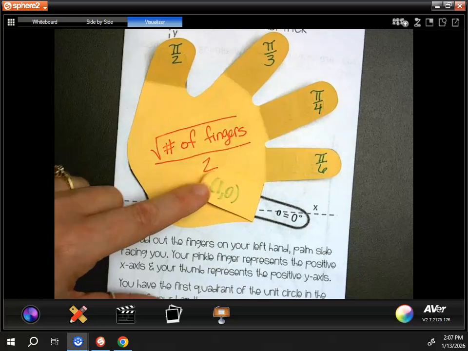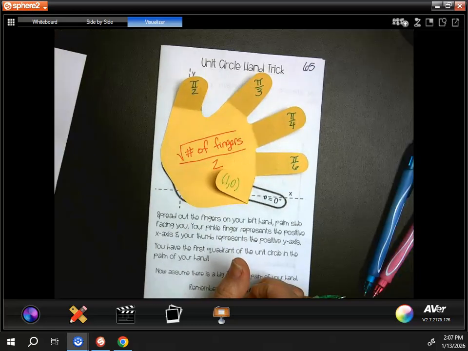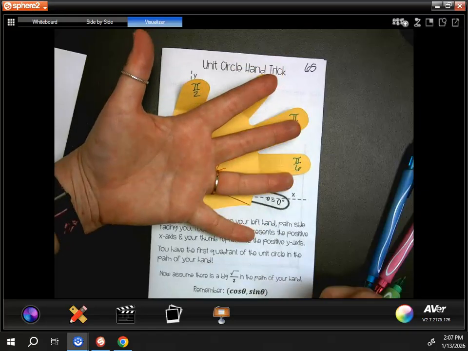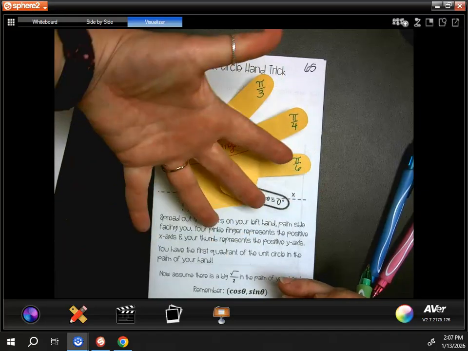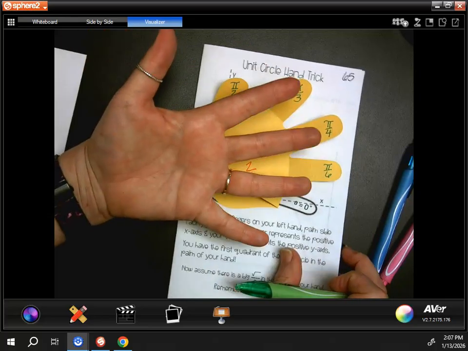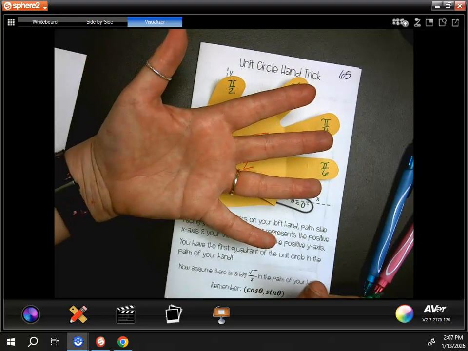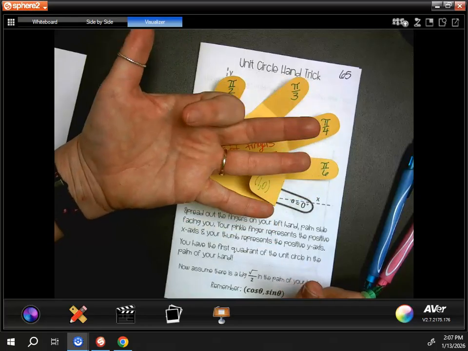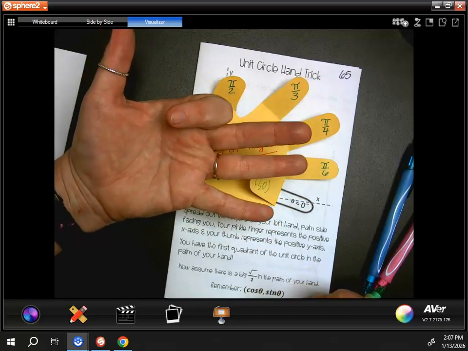Okay. So use your own hand, left hand palm up. You're not going to be using your right hand. You're not going to be turning it sideways to do other quadrants. It's just your left hand palm up. Which finger is pi thirds? Index finger. So we pull that back. What's the sine of pi thirds?